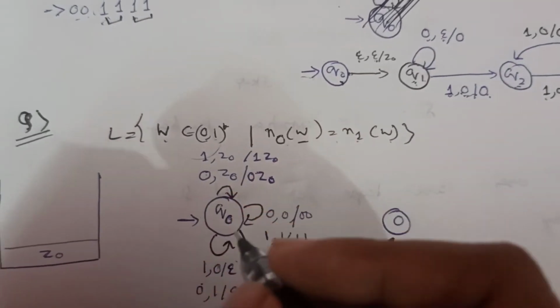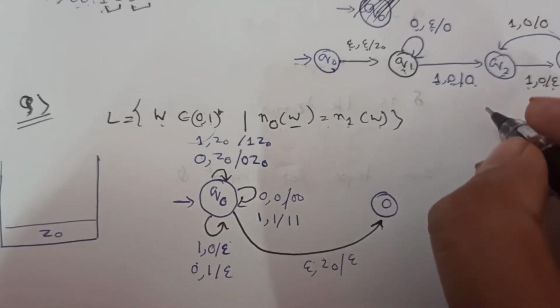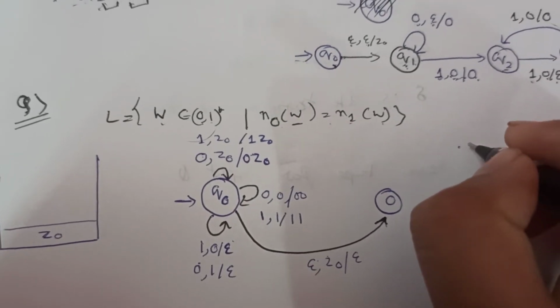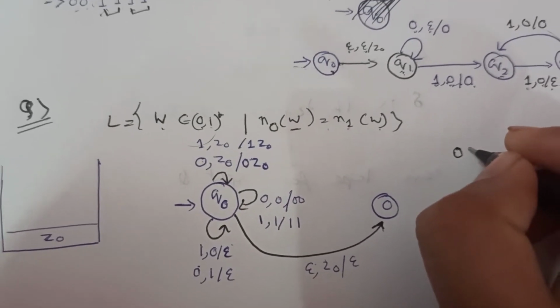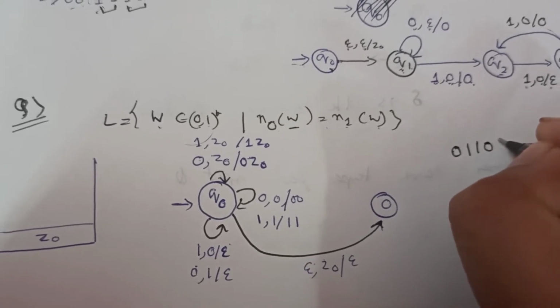Let's first check. First we have q0. The number of zeros must be equal to the number of ones. Suppose we have an example 0 1 1 0 1 0.